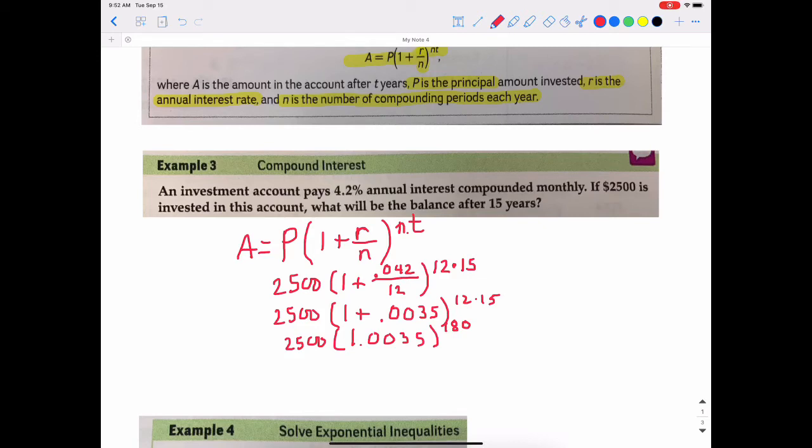So when you have your calculator, you would do the exponents next and then take that answer times 2,500. So when you take 1.0035 to the 180th power on a scientific calculator, you get about 1.875546, et cetera. Just leave that in the calculator because you only have one final step, which is to multiply that times 2,500. And you get $4,688, and if we round to the nearest cent, that would be about $4,688.87.